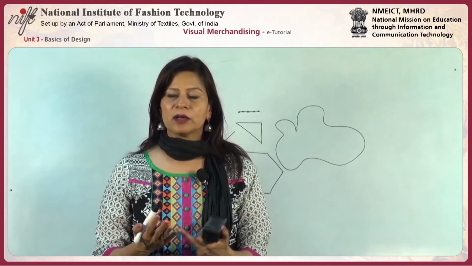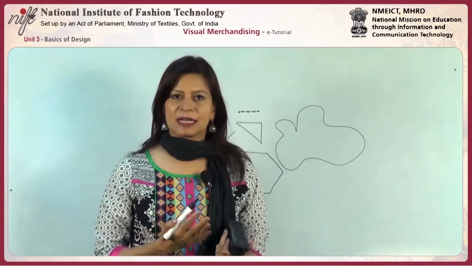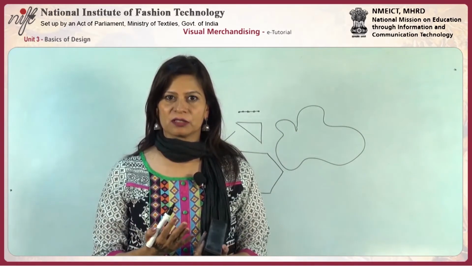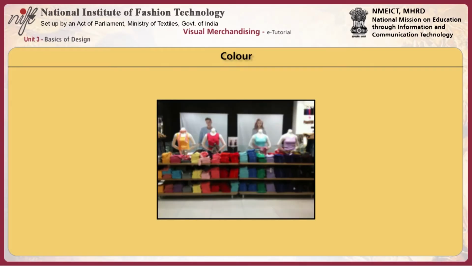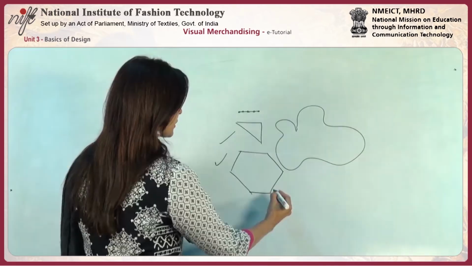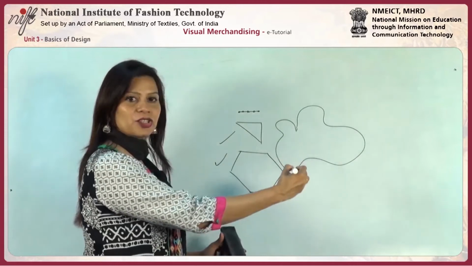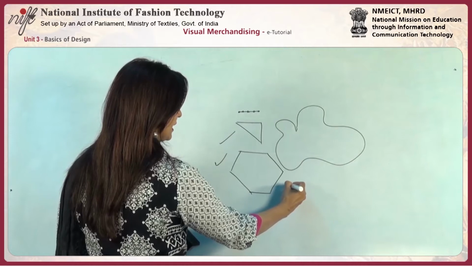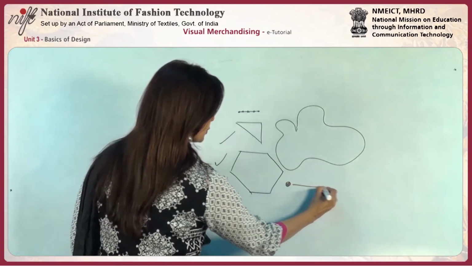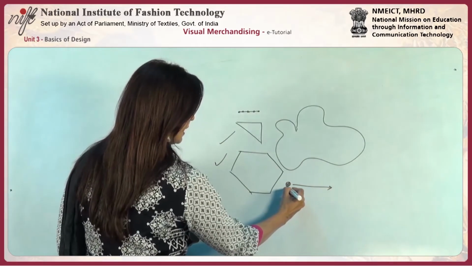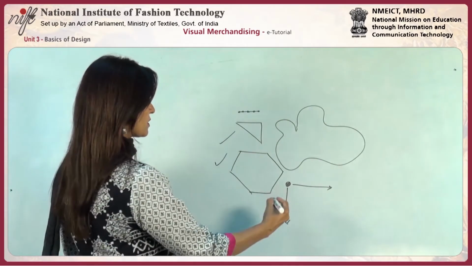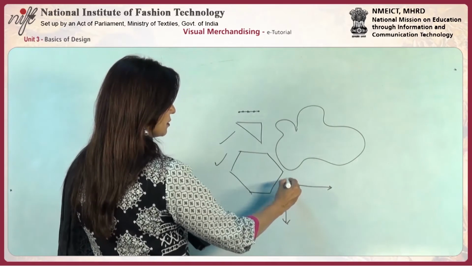The next element of design is color. Color can become a point of attraction. As you can see in the image, when you are trying to do color blocking, always go from the light color to the dark color, and the light color to the dark color. The movement is this, if this is the eye level.